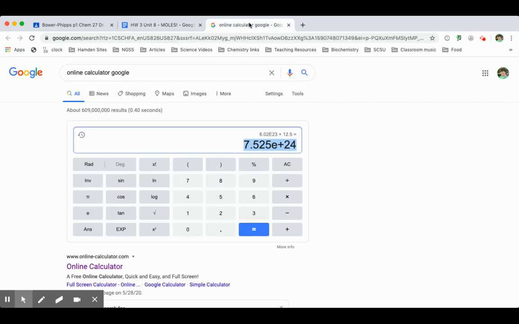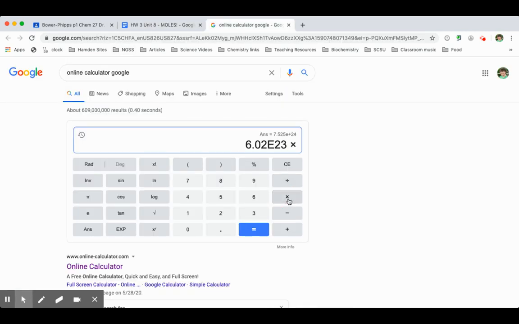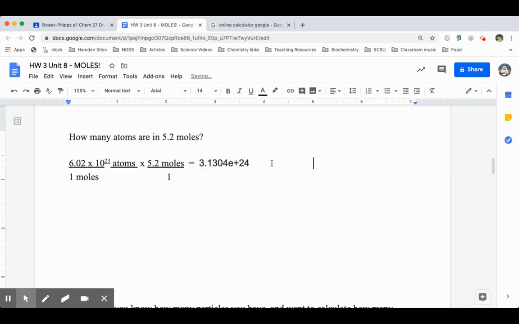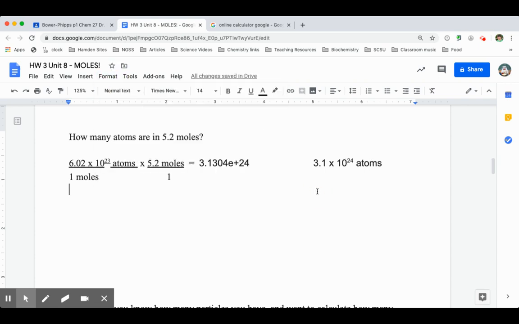So I just take 6.02 times 10 to the 23rd, and I multiply by 5.2. And I get 3.1 times 10 to the 24th. This is what my calculator spits out, but I can translate this into real speak. 3.1 times 10 to the 24th atoms, and make that small. Okay, remember, you can make it small by going to Format, Text, Superscript.